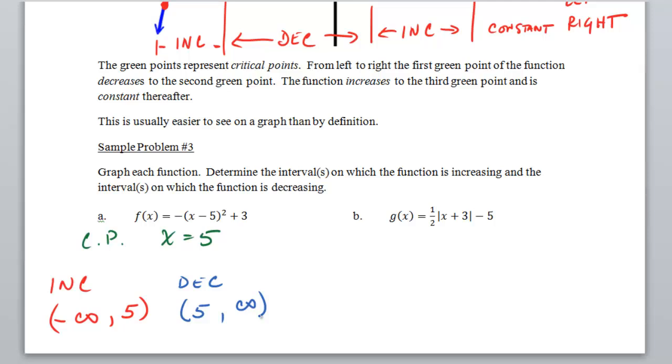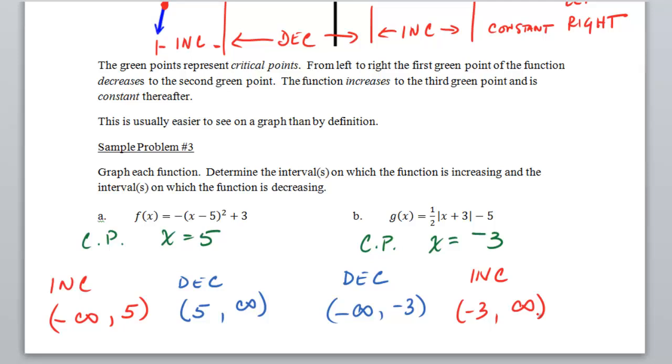So if you would go ahead and do part B, you can use your graphing calculator to help you in a similar way, since this is a little bit easier visually. And so I'm going to go ahead and write out the answer, and when you finish doing this, go back and check yourself. Okay, so hopefully your answer looks something like what I have here. Critical point at negative 3, decreasing interval from negative infinity to negative 3, and an increasing interval from negative 3 to positive infinity. Alright, so that's a quick lesson on increasing, decreasing, and constant functions.